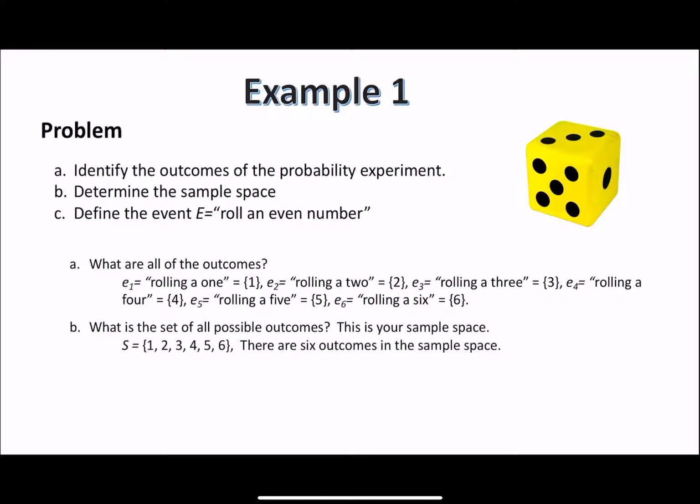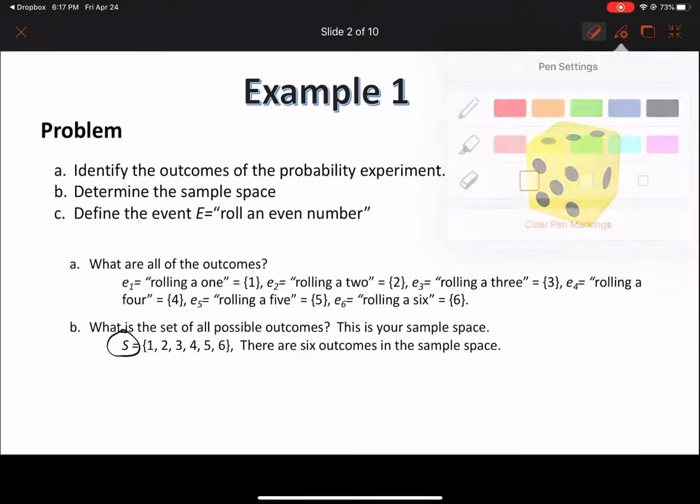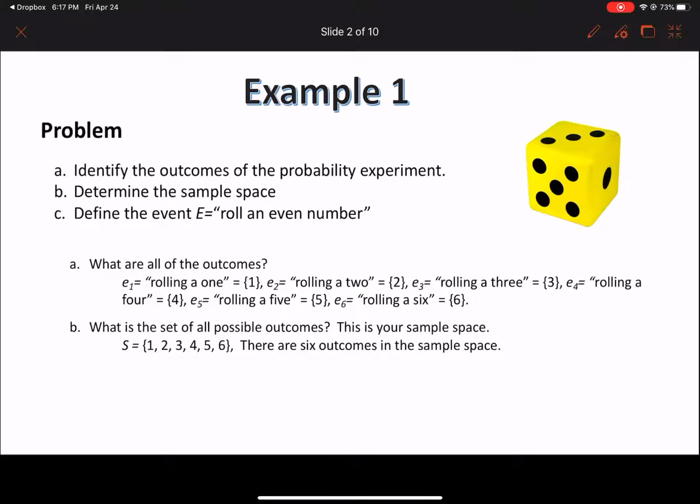The sample space for rolling a die: capital S would be for sample space, and then curly brackets, and then the possible outcomes. That would be your sample space. Those are the 6 outcomes in your sample space.